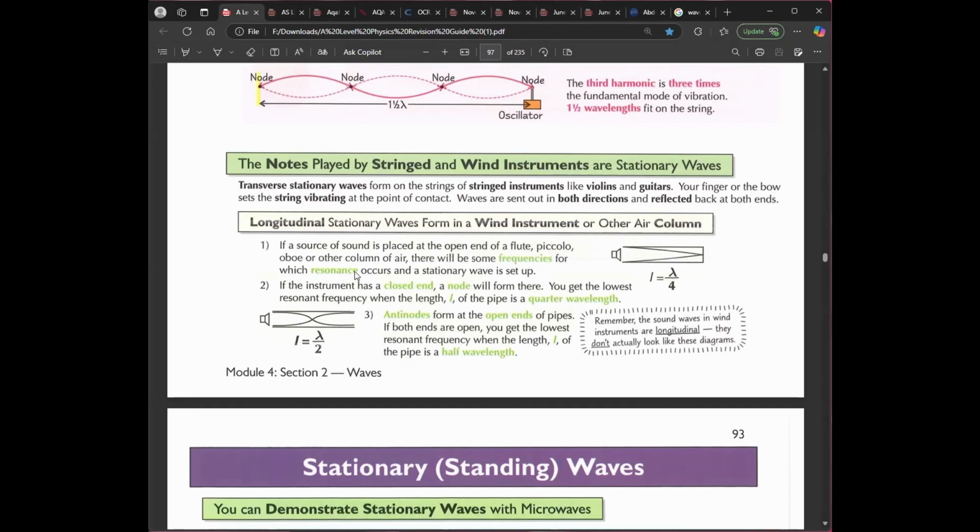So these are some musical instruments. There obviously there's some frequencies which will resonate and a stationary wave will be set up. If the instrument has a closed end like this one, a node will form there. So you should know for the fundamental frequency, which is the smallest frequency you give to it, you get the lowest resonant frequency when the length L of the pipe is a quarter of a wavelength.